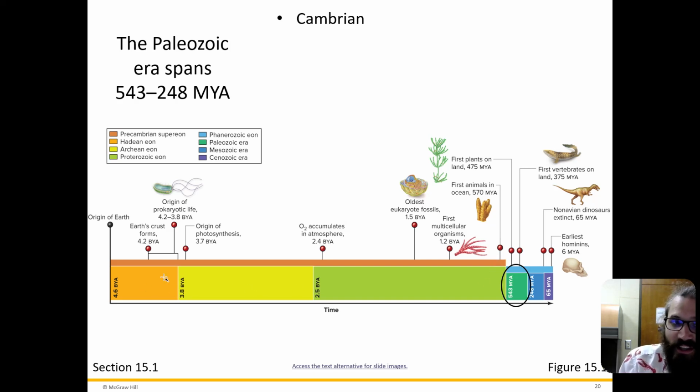We have some eons broken down like the Hadean, Archean, Proterozoic. I don't really need you to know any of that. We will mostly focus on the Phanerozoic eon. If I cannot pronounce something, it's probably not important. The eon is not really important, but you need to know those three eras: Paleozoic era, Mesozoic era, and Cenozoic era. We start with the Paleozoic era.